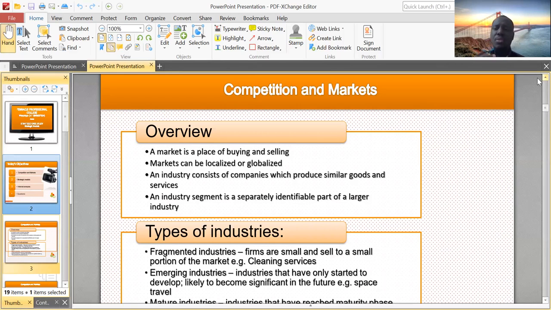Then once we've understood market, let's understand what an industry is. An industry is simply a group that consists of companies. These companies are similar in terms of the goods they produce and the services they provide. So an industry consists of companies which produce similar goods and services, basically. And when we say an industry segment, we are referring to a separately identifiable part of a larger industry.